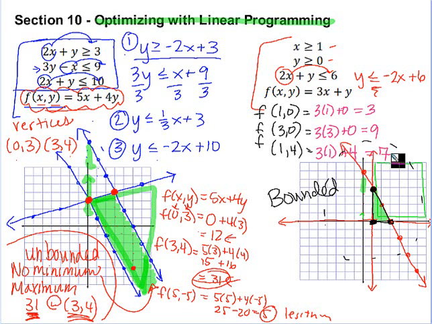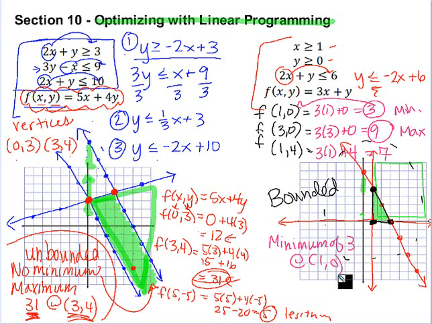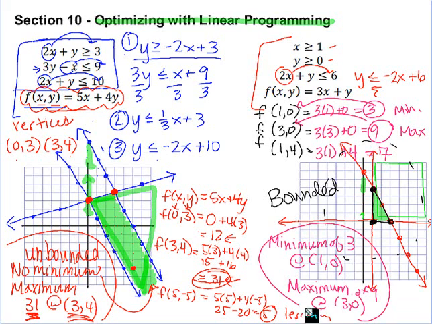So now to find the maximum and the minimum, we look and we go, okay, 9, that is clearly a maximum, and 3 is clearly a minimum. So we would say we have a minimum of 3, and it happened at the point 1, 0. And here we have a maximum of 9, and it happened at the point 3, 0. Okay, so the graph and the min and the max would be your complete answer.